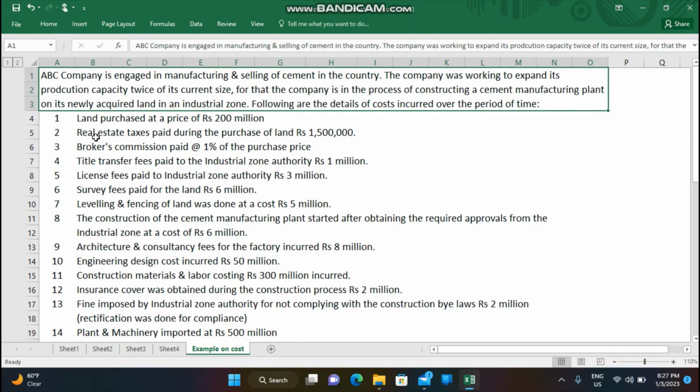There will be three categories out of these transactions. From the initial screening, I can see there will be three categories. First will be the land, second will be factory building, and third will be the plant and machinery that will be installed within the factory building. So these three categories will be there, and now we'll see what are the elements that will be included in the cost of land, in the cost of factory building, and in the cost of plant and machinery.